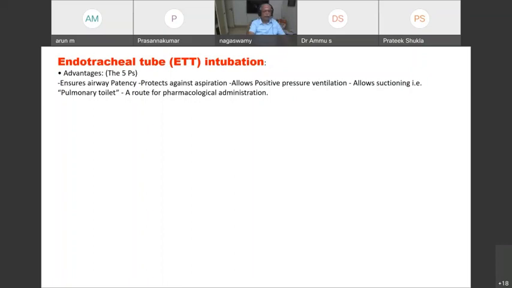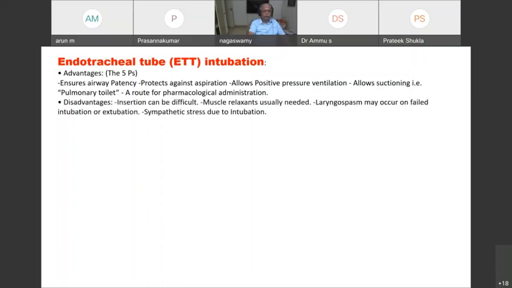And insertion can be difficult, so you need muscle relaxants. You can cause laryngospasm by stimulating in a very inadequate plane during intubation as well as extubation. And it causes sympathetic stress. Always it is associated with tachycardia and hypertension. So those are some of the disadvantages.